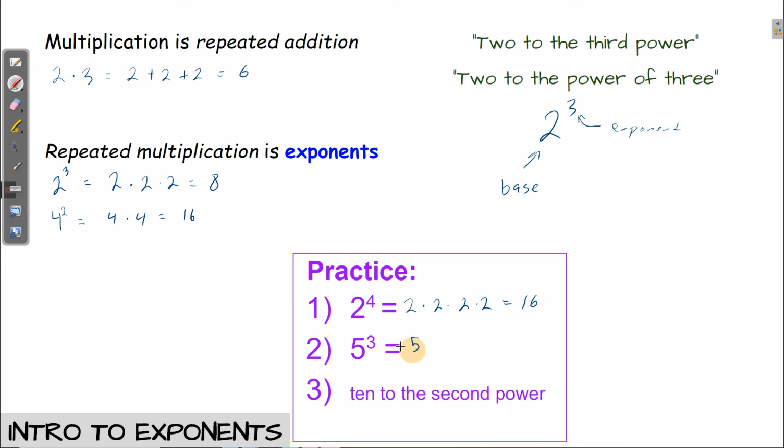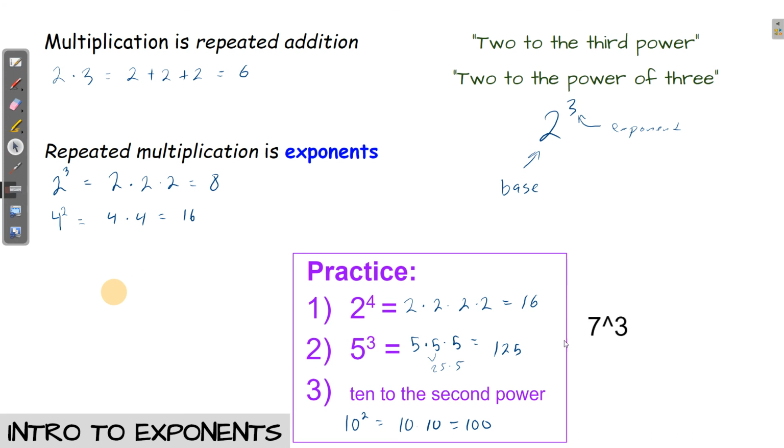Our next one, we have 5 to the third, so that's 5 times 5 times 5. So 5 times 5 is 25. Let's see, and then 25 times 5 is 125. Now the third one, it says 10 to the second power. So let's write that, 10 to the second power, or 10 squared. And that is just saying 10 times 10. And we know that is equal to 100.